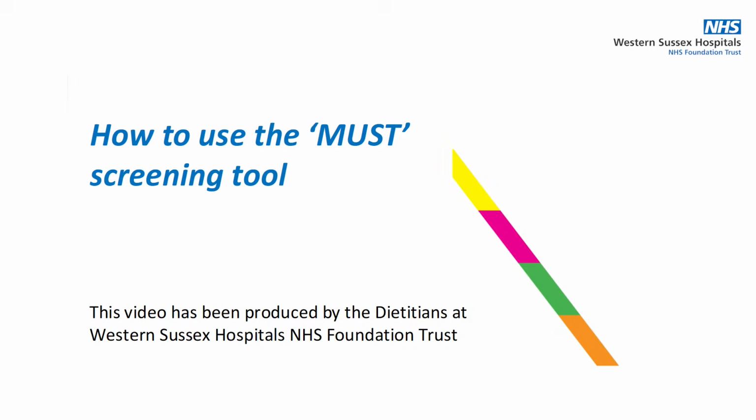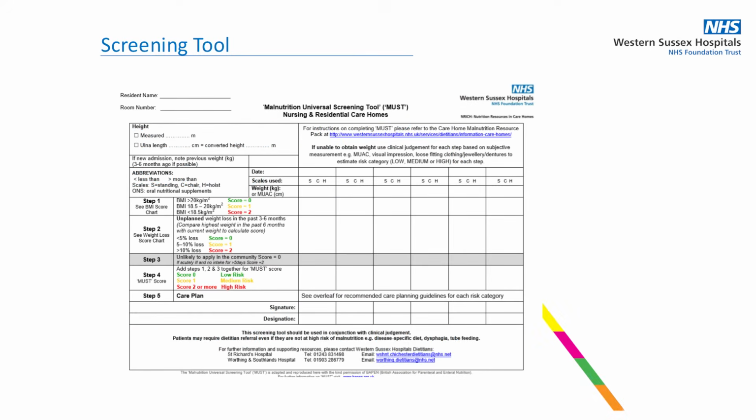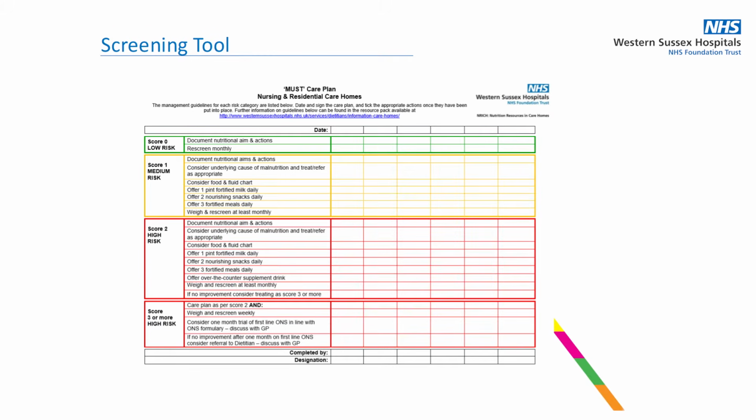Nutritional screening is essential to identify individuals at risk of malnutrition and implement appropriate care plans. The Malnutrition Universal Screening Tool, or MUST, has been validated to be used across different care settings to identify individuals aged 18 years and over who are malnourished or at risk of malnutrition.